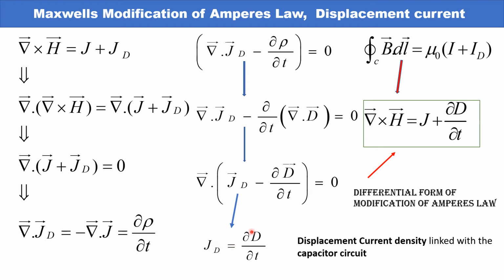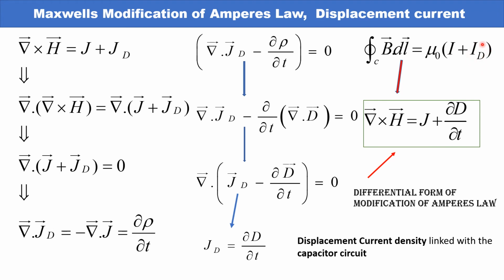Following this, with a little bit of calculation, it comes out to be the time rate of change of electric field. That means D is equal to epsilon 0 into E, which is proportional to the electric field. So accordingly, Maxwell added, in Ampere's law, an extra term, that is the displacement.